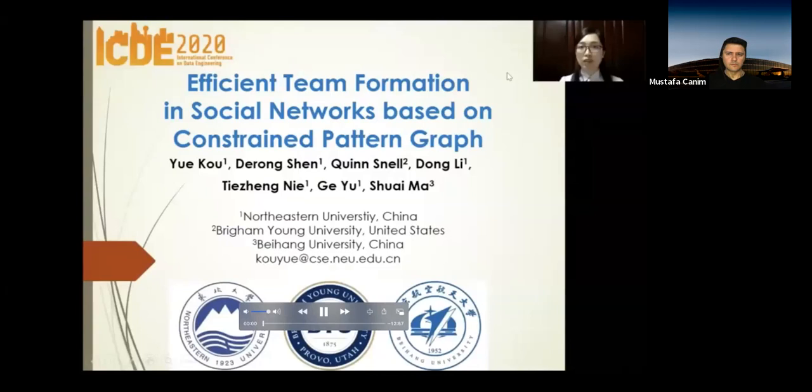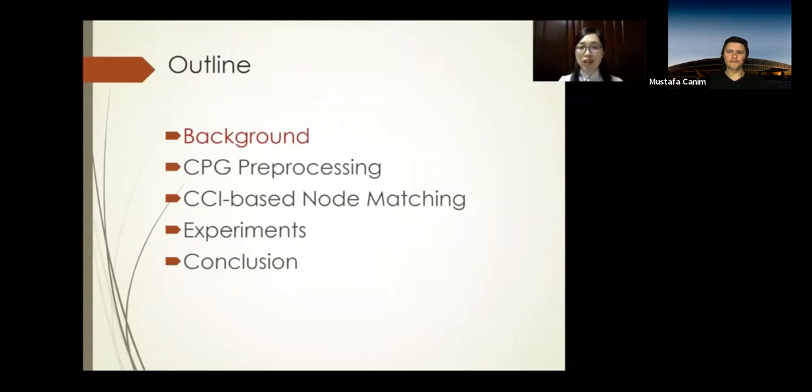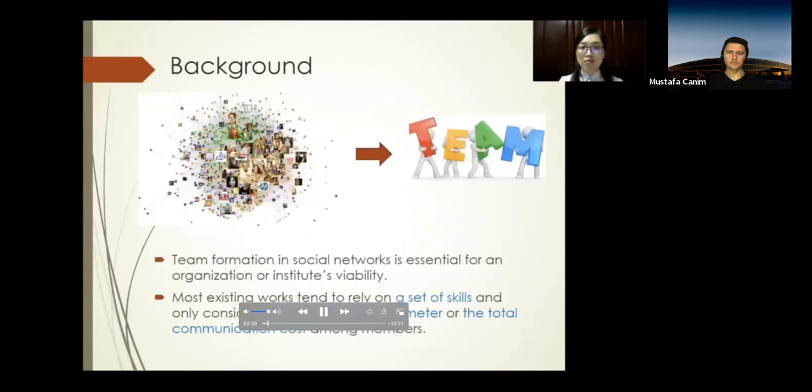Hello, everyone. It's my pleasure to give a presentation here. My name is Yuko. I come from Northeastern University of China. The topic of my presentation is efficient team formation in social networks based on constrained pattern graph. The content of my presentation is divided into five parts. First, I will introduce the research background. Team formation in social networks is essential for an organization or institute's viability. However, most existing works tend to rely on a set of skills and only consider the size of teams, diameter, or the total communication cost among members. Usually, people with different skills in a team have different degrees of communication.